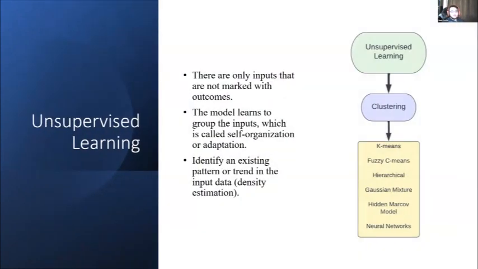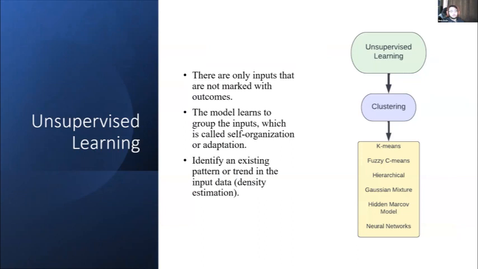In unsupervised learning, there are only inputs and they are not marked with outcomes. In this type of learning, the model learns to group the inputs, and this is called self-organization or adaptation. To do this, it tries to identify existing patterns or trends in the input data. In statistics, this is called density estimation.